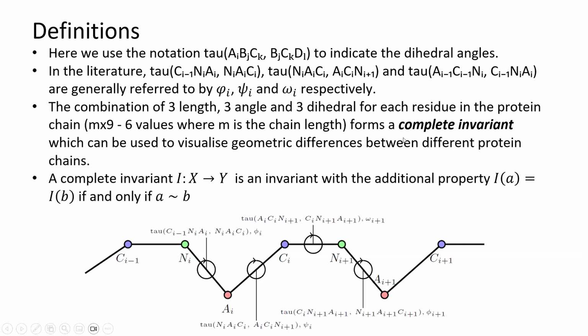And this forms a complete invariant, essentially, which we've discussed in the first two talks. It is an invariant with the additional property that the invariant values are equal if and only if the original molecules are equivalent. Here we choose the equivalence of two proteins to be rigid motion, as usual.